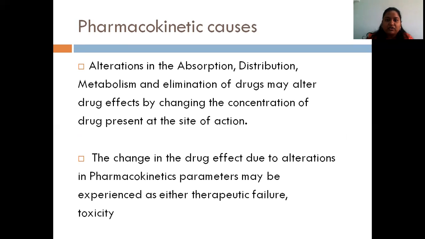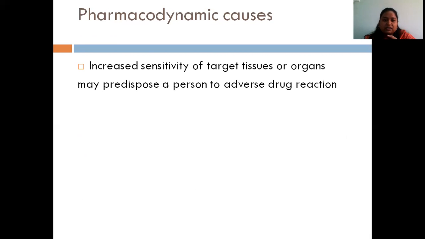Next is the kinetic causes. Kinetic basically is the ADME process: absorption, distribution, metabolism, and elimination of the drugs. So the whole process of how the drug goes from absorption to elimination can also alter the adverse drug reactions. Next is the dynamic causes. Increased sensitivity of the target tissue or organ may predispose a person to adverse drug reactions. So here, the targeted tissue can lead to the adverse drug reactions.